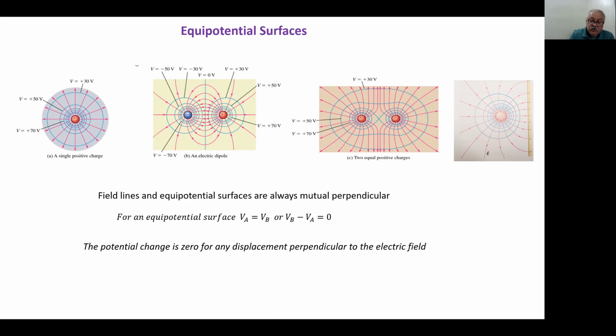Okay. So every time we have a displacement perpendicular to the electric field, as we saw before, the change is going to be zero. Exactly. The voltage, or the change in the potential, is zero.